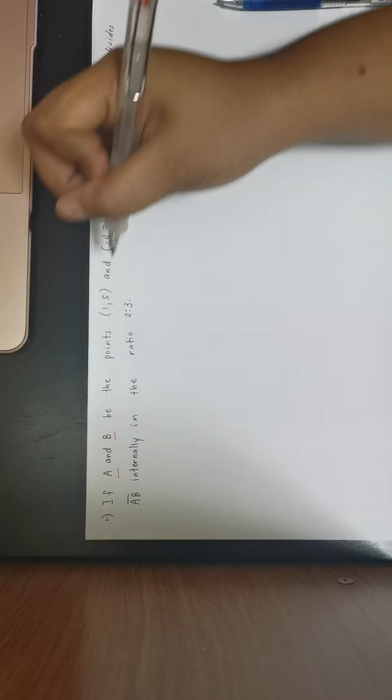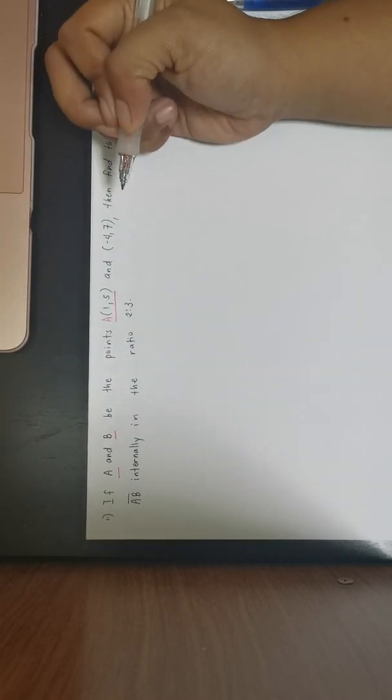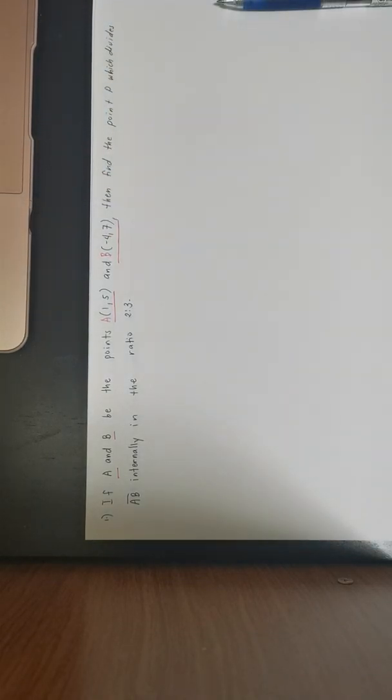Alright, so let's answer problem number 1. If A and B are the points (1, 5) and (-4, 7), then find the point P which divides AB internally in the ratio 2:3. For this one, the first thing that we need to do is to plot the points A and B. A has coordinates (1, 5) and B has coordinates (-4, 7).